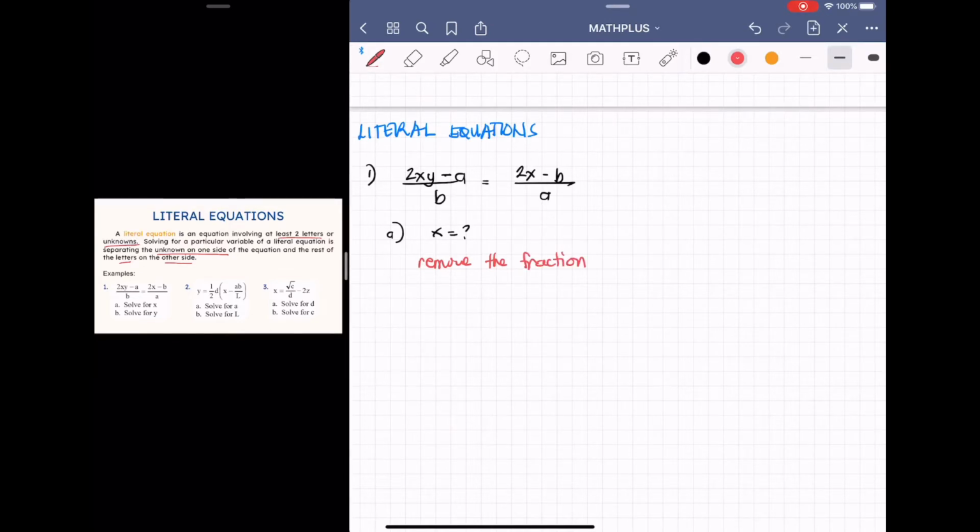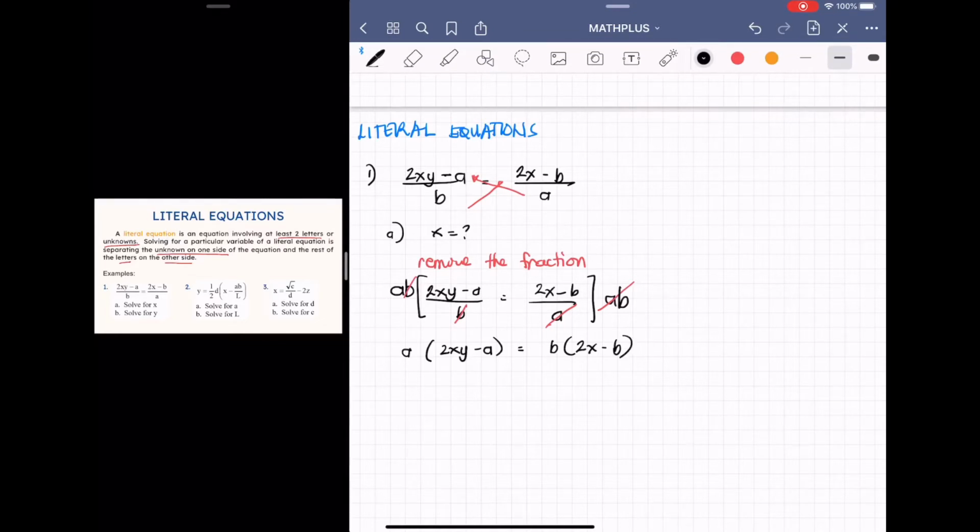That means you will have a multiplied to the numerator of the left side and b multiplied to the numerator of the right side. Or should we say, that's 2xy minus a all over b, equivalent to 2x minus b all over a. We multiply both sides by a to cancel a at the right side of the equation. And at the same time, we multiply both sides by b to cancel b at the left side of the equation. In that way, you will have a multiplied to the whole numerator, which is 2xy minus a, equivalent to b multiplied to 2x minus b.